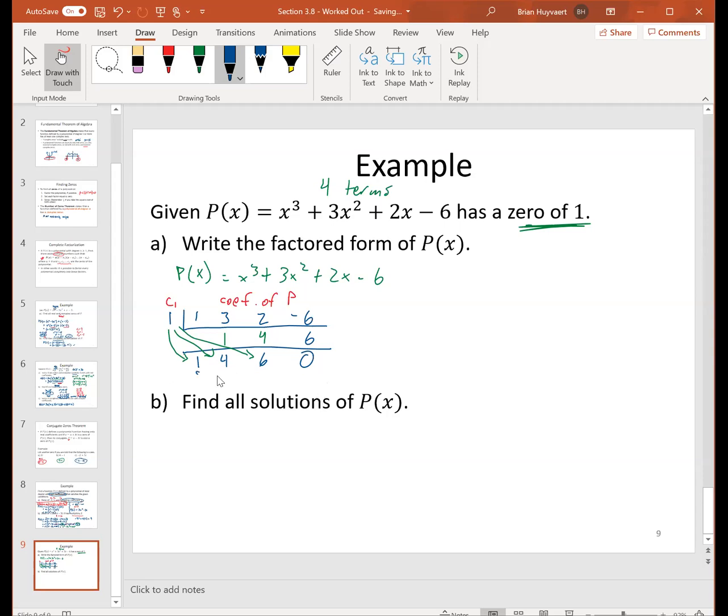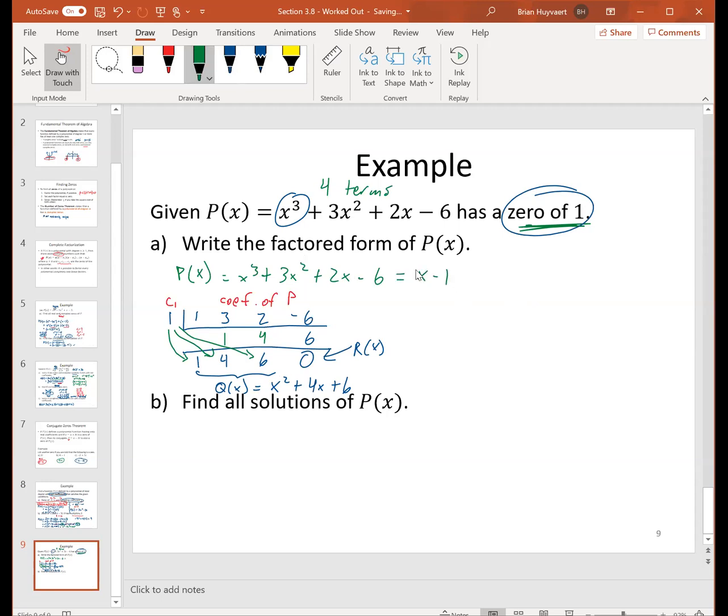hoping for, right? So we had kind of said before, this tells us what q of x is. It tells us that q of x is 1 times x squared, right? Always one power less than what we started with. So 1 times x squared, or just x squared, plus 4x plus 6. And then we have a remainder of 0, which is good because we were told that 1 was a 0. We should have a remainder of nothing left, right? So, okay, so let's write the factored form.